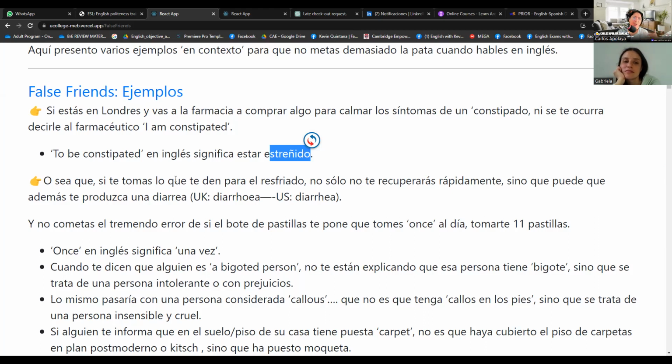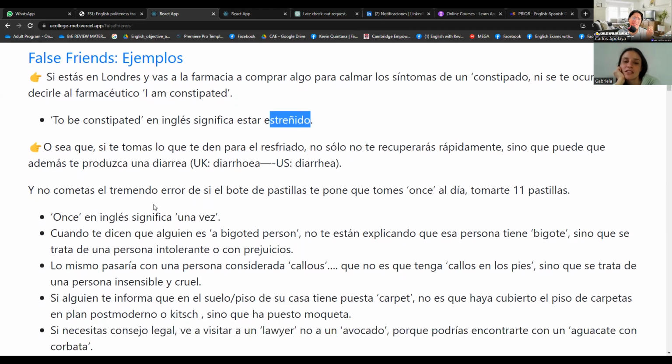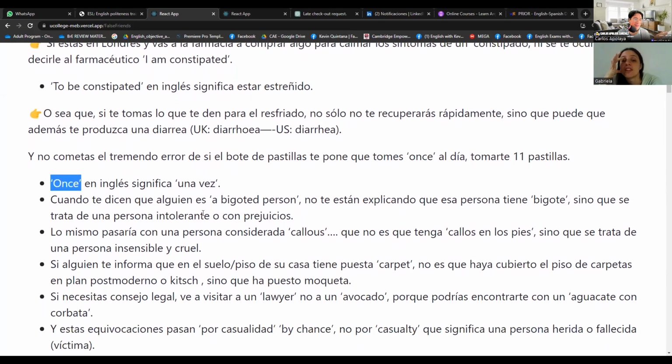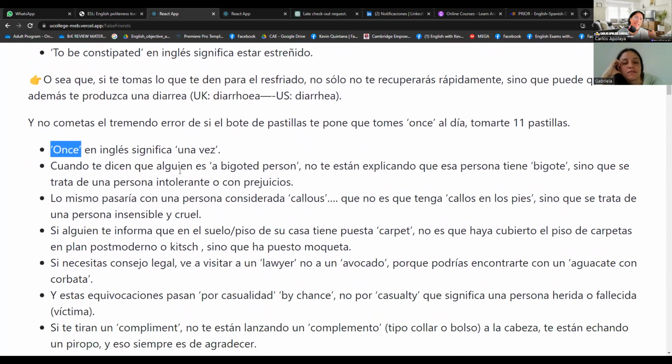O sea que si tomas lo que te den para un resfriado, no solo te recuperarás rápidamente, sino que puede que además te produzca diarrea. ¿Ok? Y no cometas el tremendo error de que si el bote de pastillas te pone que tomes 11 al día, tomarte 11 pastillas, ¿no? Once significa una vez. ¿Ok? Cuando alguien te dice que alguien es bigoted o is a bigoted person, no te está explicando que la persona tiene bigote, sino que se trata de una persona intolerante o con prejuicios.